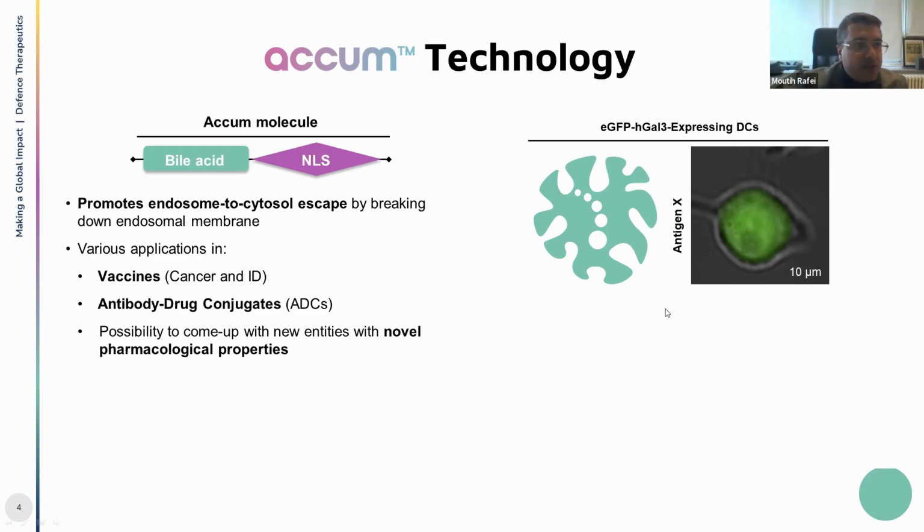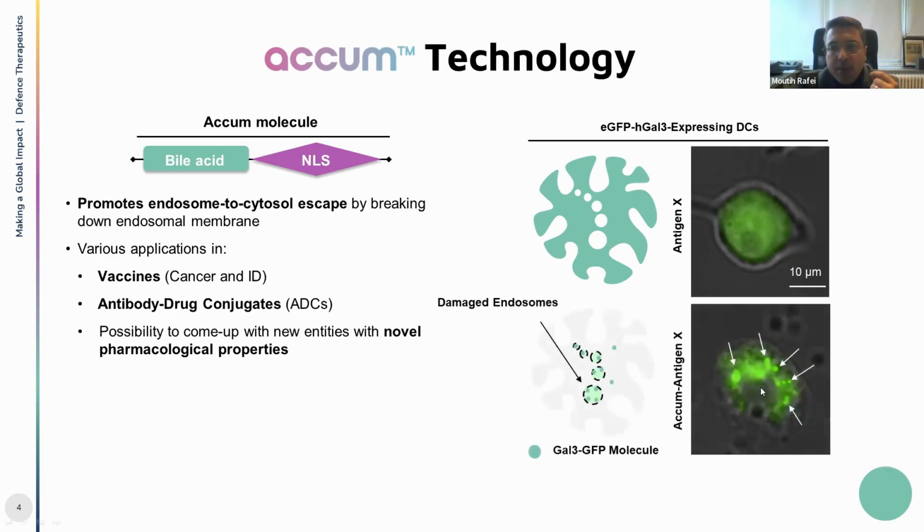So if you express this fusion protein, all you're going to see is green fluorescent protein all over the cell. Now, if you add an antigen, nothing's going to happen. However, if you have an antigen that is linked to the Accum, it is then going to break down these endosomal membranes, allowing this green fluorescent protein fused to human galectin-3 to diffuse within the endosomal lumen and interact with the carbohydrates on the inside of these structures. So this is a great example showing you visually that the Accum technology is able to allow proteins to move in and out of the endosome.